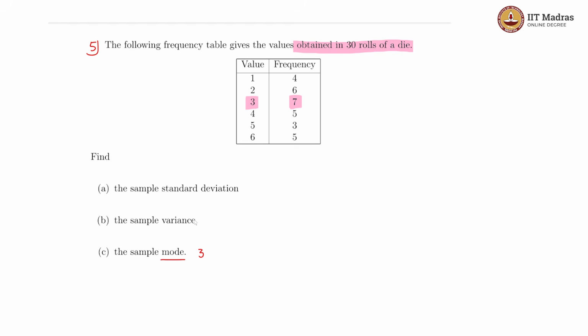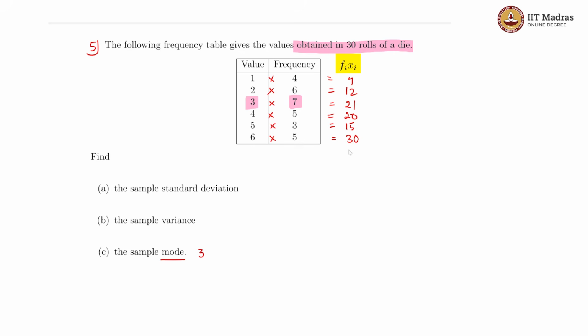And for calculating the sample variance, we first have to calculate the mean. So for calculating the mean, what we need to observe here is the mean is for the values that are being obtained on the die, which means 1 has come 4 times. So that contribution is 1 into 4, which is 4. Whereas 2 has come 6 times. So the contribution from 2 would be 12. And this is going to give us 21. 3 has come 7 times. 4 is going to give us 20. 5 is giving us 15. And lastly, 6 is giving us 30.